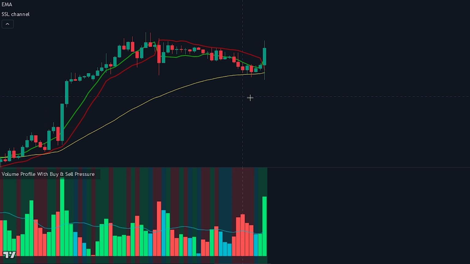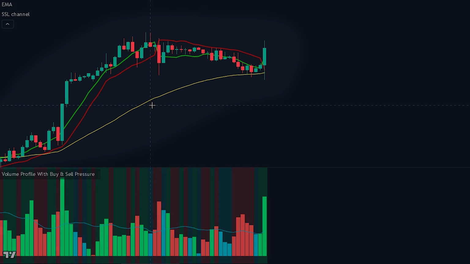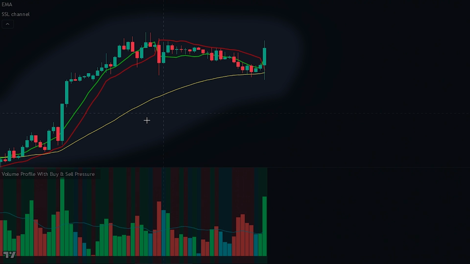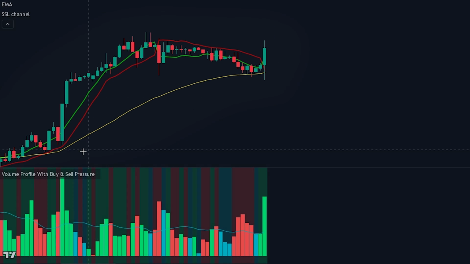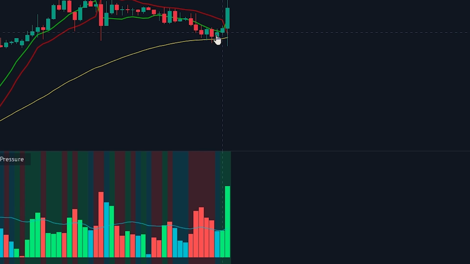We will be combining this indicator with the previously used SSL channel indicator and a yellow 50-period EMA. We can see here that the price is trading above the 50-period EMA, showing us that the overall trend is bullish. If we take a look at the SSL channel indicator, we can see that a buy signal was provided due to the green line crossing above the red line. Finally, we can see that the bar on the volume profile is green. Along with this, we can also see that it's greater than the blue moving average line, showing us that there is a high amount of bullish volume in the market.